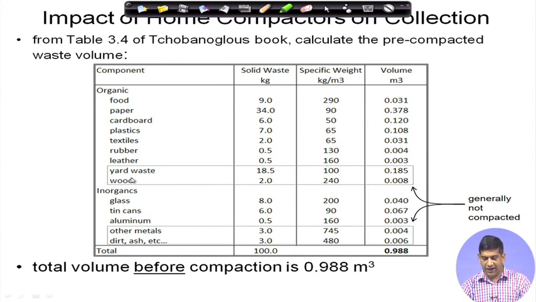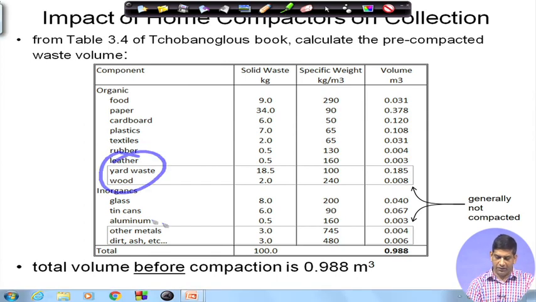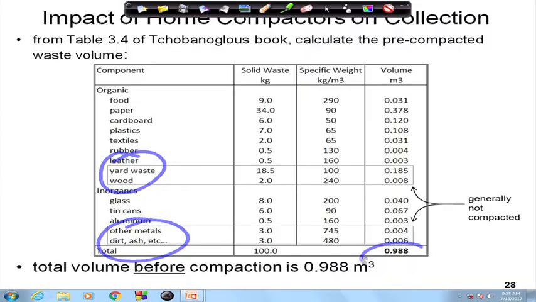And there are certain items here: yard waste, wood. Those things usually don't get compacted. So this one and this one, other metal, dirt and ash, they don't get compacted. So we will not consider them in terms of the compaction. We'll take their volume off of this total of 0.988.